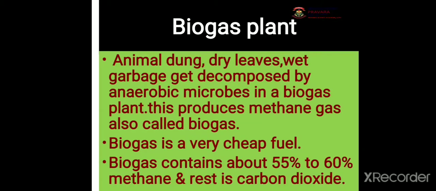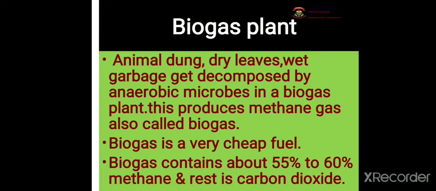Now we learn about the biogas plant. I think all of you have heard about the biogas plant, or some of you may have seen this plant. Firstly, we will see what biogas is.